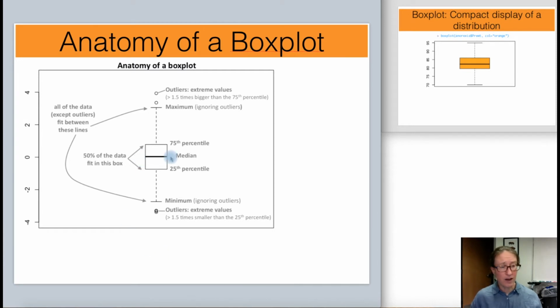So we've got our median in the middle, and then we've got that first interquartile range inside of the box, right? So 50% of the data fit in that box. And then we've got a minimum and a maximum identified. And then there can be cases where there are some extreme values that are greater than 1.5 times bigger than the 75th percentile. So that's how outliers are identified. So these are extreme measurements, either extremely big or extremely small. So most of the data will be somewhere between these whiskers. Okay.